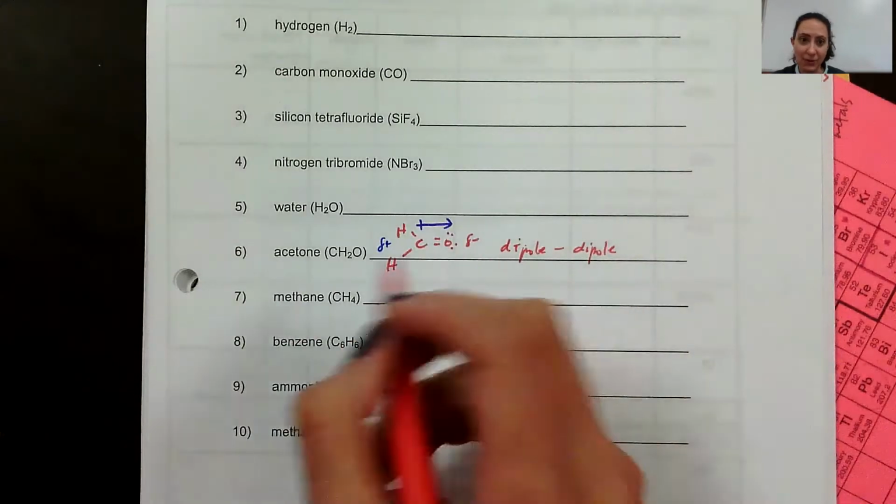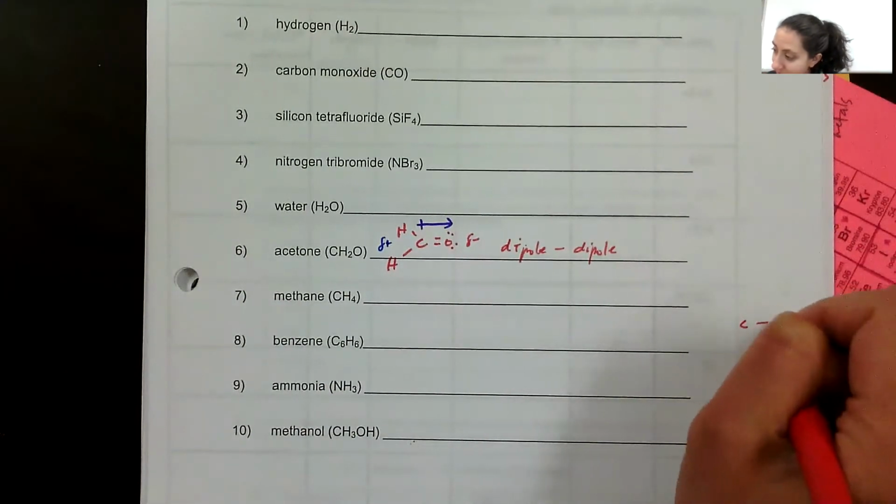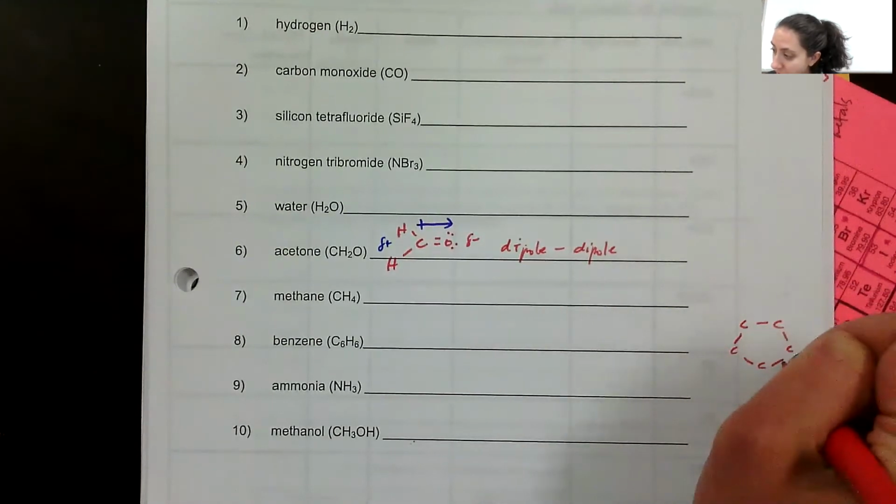I'm going to show you benzene real quick because this is my favorite molecule. I love benzene. Benzene is actually a circle, which you might not know.